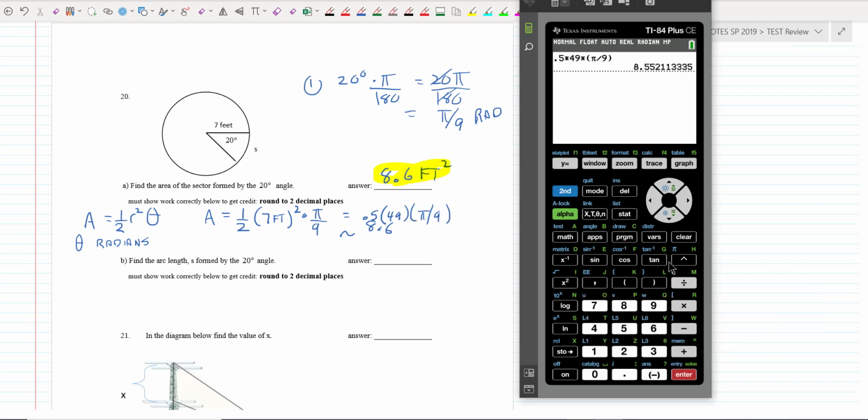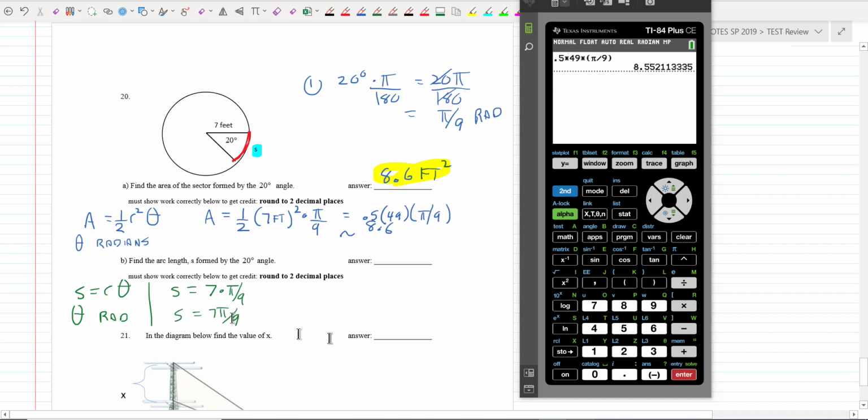Okay, and the next thing we'll find is the arc length. So we're trying to find S. S is the length of this little piece of the circle called the arc. The formula for this that we learned is S equals R theta, and again, theta is in radians. So S equals the radius times the angle in radians, pi over 9. That gives 7 pi over 9, which is the exact answer.